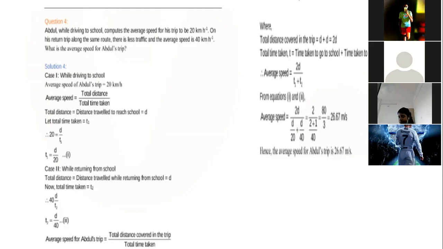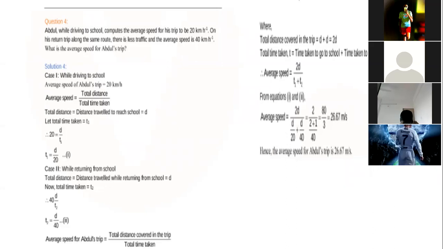So while driving to school, average speed is equal to what is your formula? Average speed is equal to total distance by total time taken. So total distance should be your D, total time should be your T. Here there are different cases, that is why the first condition is taken as T1. So average speed is 20, equal to distance by time T1. So T1 is equal to D by 20, because you have two variables which are unknown to you.